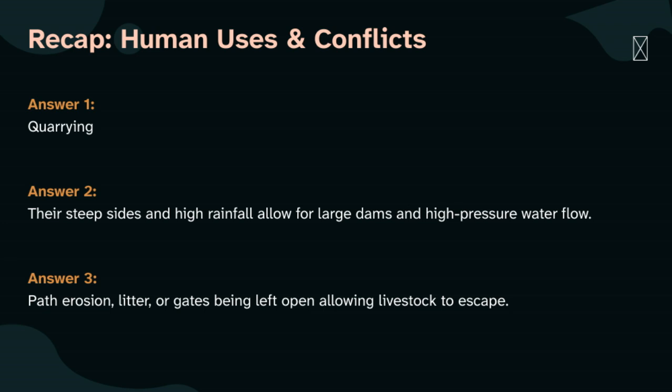Question 3. Examples of conflicts include path erosion, litter, traffic congestion, noise, or tourists leaving gates open and allowing livestock to escape. This recap matters because glaciated areas are already under pressure from human activity. Climate change adds another layer of pressure.